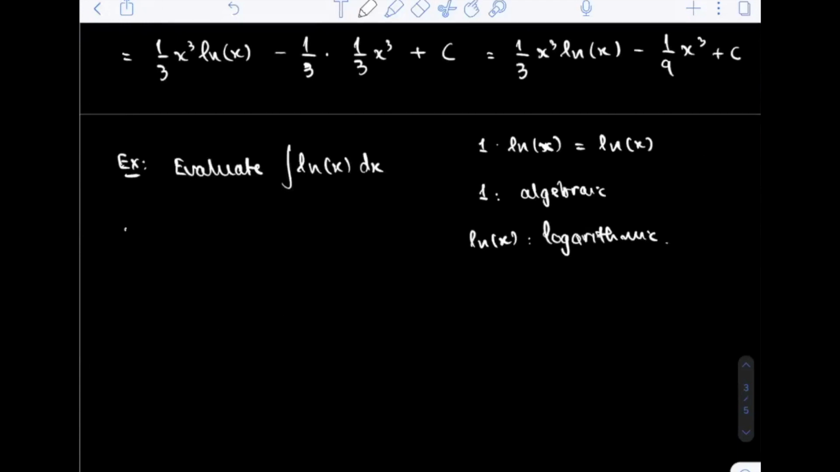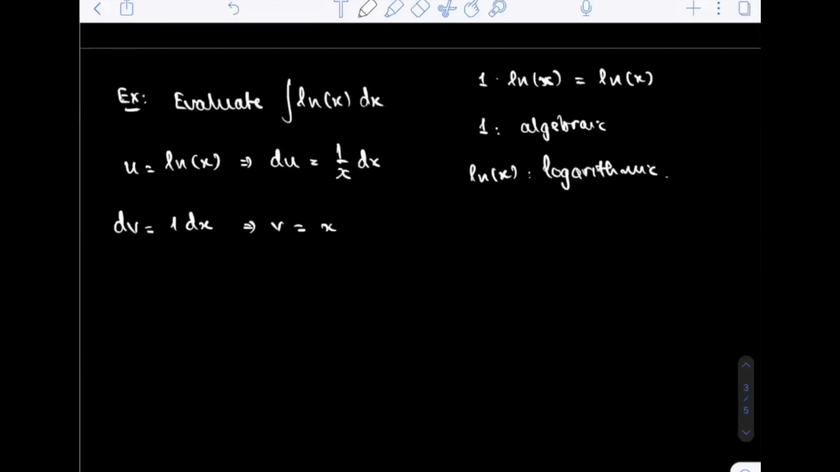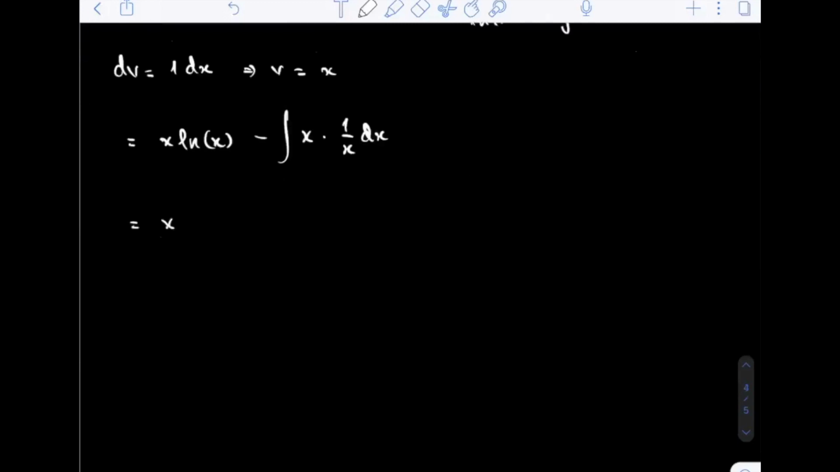So you let u equal to ln of x, and therefore du is 1 over x dx. The remaining term is dv equal to 1 dx. So v is equal to x. So you get u times v, which is x ln of x, minus the integral of x times 1 over x dx, equal to x ln of x minus the integral of dx, or 1 dx. You get x ln of x minus x plus a constant c.